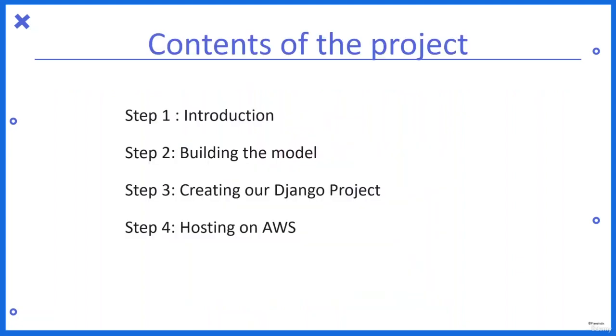Now first I'm going to go through the contents of this project, which includes what exactly we are building, what technologies we are going to use, and what platforms we will be using to develop this project. Right now, I have segregated them into four steps. That is, first the introduction, where you're going to understand what we are going to do in this project, then building the model, creating our own Django project, that is our website, and lastly, hosting the website on AWS.